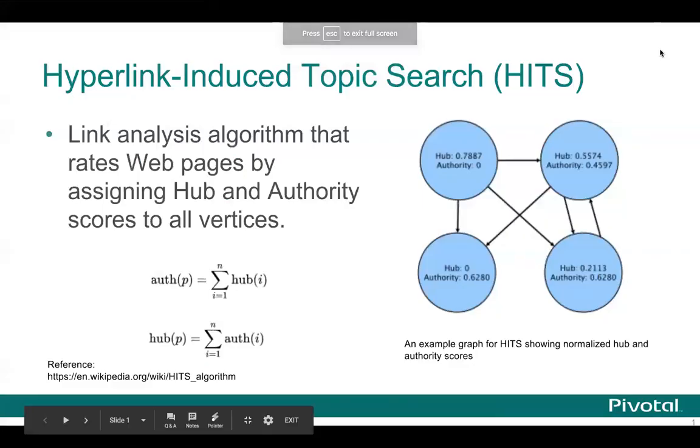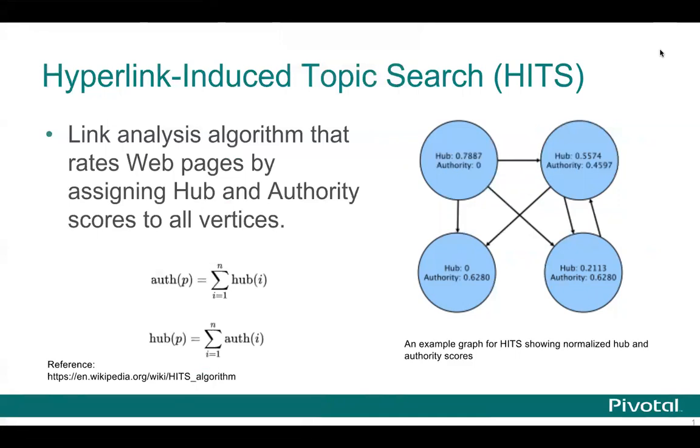Cool. So HITS is a graph algorithm that we introduced. We had PageRank, which is a similar function, but what HITS does, which is called hyperlink-induced topic search, is a graph link analysis algorithm which was developed by Jon Kleinberg. The basic use case back then was to rate web pages, and the way it does that is it assigns something called hub and authority to all the vertices.